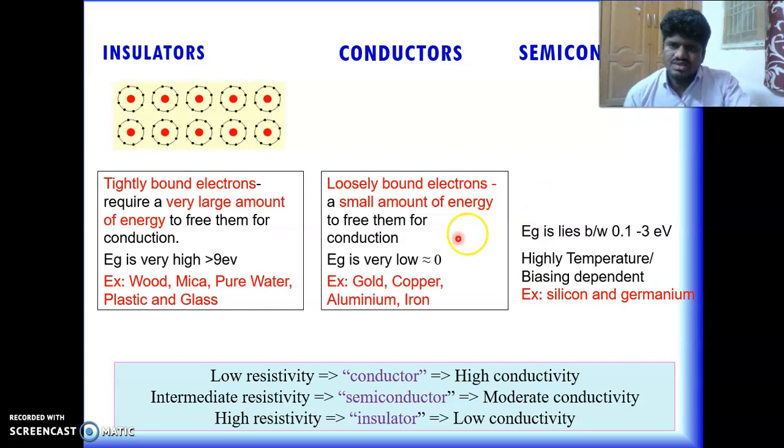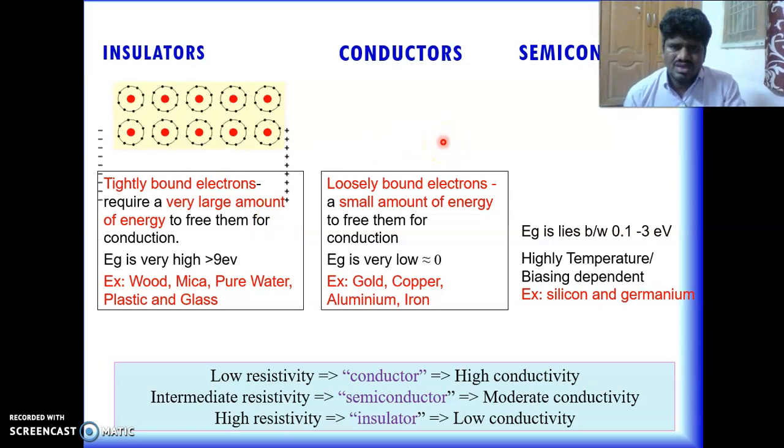So here you can see the different types of solids, insulators, conductors and semiconductors, and their comparison. We know that in insulators all the electrons are tightly bound and we require more energy to free the electrons. The energy gap is always greater than 9 electron volts, and examples are wood, mica, pure water, plastic and glass.